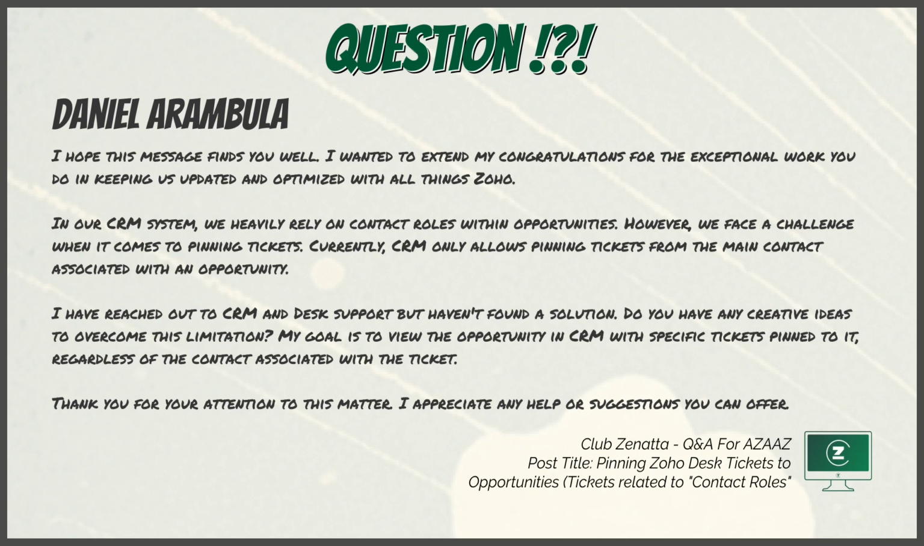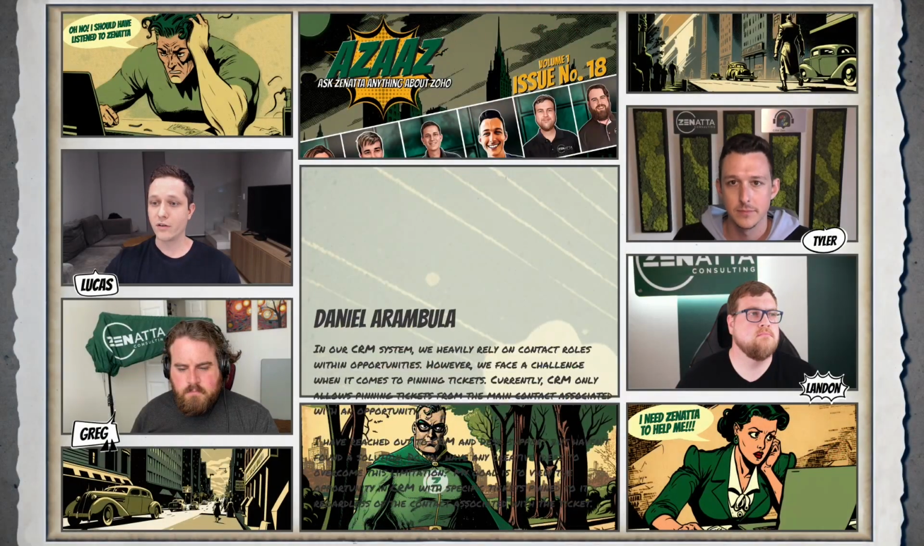Currently, CRM only allows pinning tickets from the main contact associated with an opportunity. I have reached out to CRM and Desk support, but haven't found a solution. Do you have any creative ideas to overcome this limitation? My goal is to view the opportunity in the CRM with specific tickets pinned to it, regardless of the contact associated with the ticket. Thank you for your attention to this matter. I appreciate any help or suggestions you can offer.